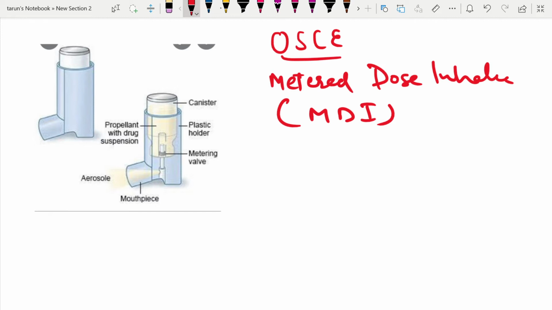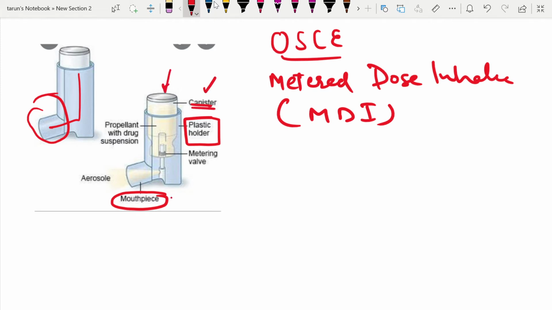Now you describe this. You will say it is L shaped. Look at that, it is making an L. It is made up of plastic and consists of a mouthpiece, a tube, and a plastic holder which holds the canister. This is the canister.